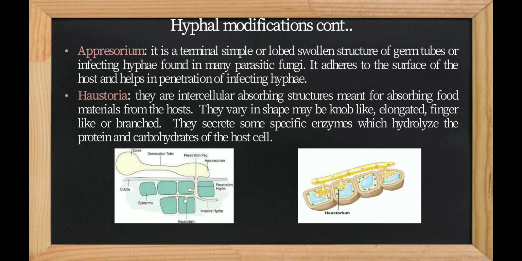Next one is the Haustoria. These are intercellular absorbing structures meant for absorbing food materials from the host. They vary in shape. They may be knob-like, elongated, finger-like or branched. They secrete certain enzymes which hydrolyze the protein and carbohydrates of the host cell.